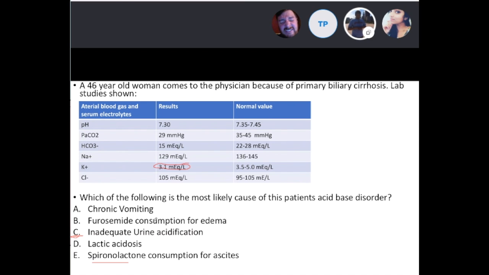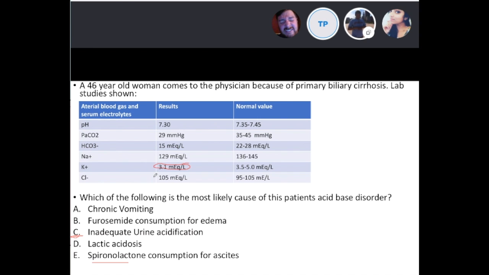Obviously, chronic vomiting is metabolic alkalosis. Furosemide is metabolic alkalosis as well. And then lactic acidosis is metabolic acidosis, but with a greater anion gap. Now, the other thing you guys forgot to do is Winters' formula in this patient. So this patient has a mixed disorder, because when you do Winters' formula, you'll get a value of 30 to 34 as what the PCO2 should be, and in this case, the PCO2 is lower than 30.